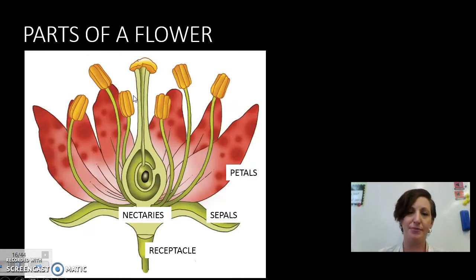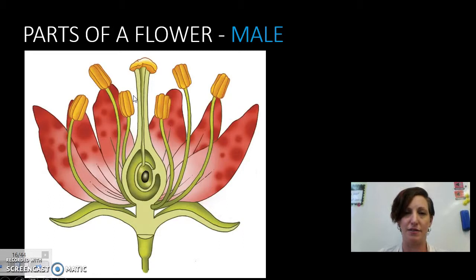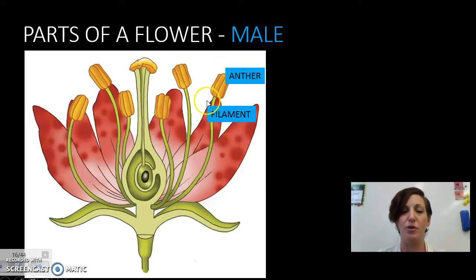Then we have the male parts of the flower. Those are the anther, which is this bit at the top, which has got all of the pollen on it. Then we have the filament, which are these long bits here. Sometimes they're long, sometimes they're short, depends on the flower itself. And the filament's job is just to support the anther in the right place. And both of those parts together make up the stamen. And the stamen is the male part of the flower.